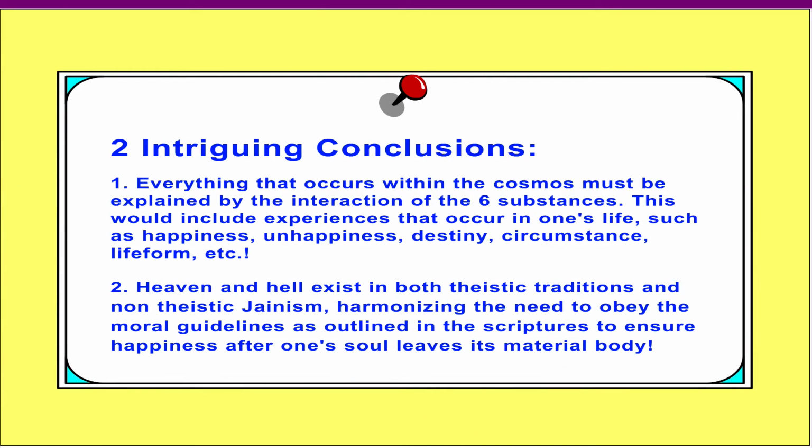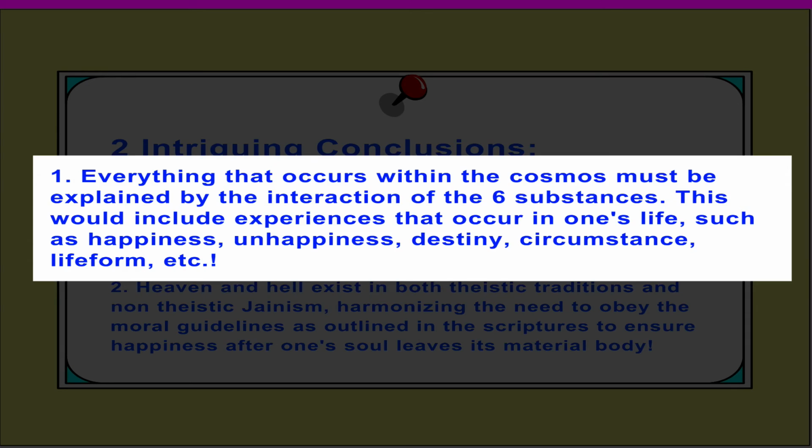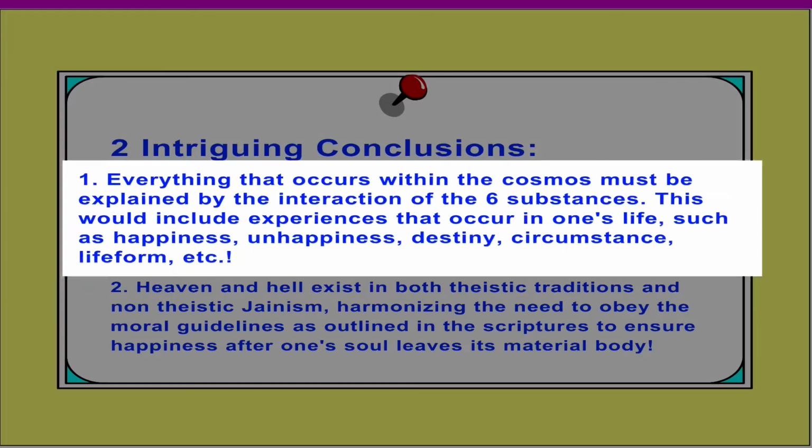Here are 2 intriguing conclusions that the Jain cosmos presents. First, as there are 6 substances and nothing else, which constitute the cosmos, then everything that is and occurs within the cosmos must be explained by the interactions of these 6 substances. That would include experiences of one's life, one's destiny, happiness and joy, unhappiness and sorrow, success, failure, good fortune, misfortune, and on and on. And it is from the simplicity of only 6 substances that the intricate and awesome insight of the Jain religion is derived.